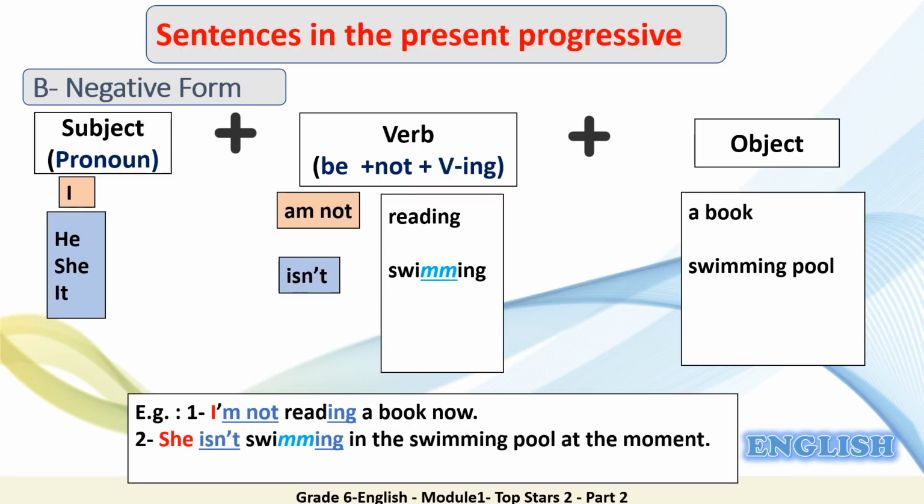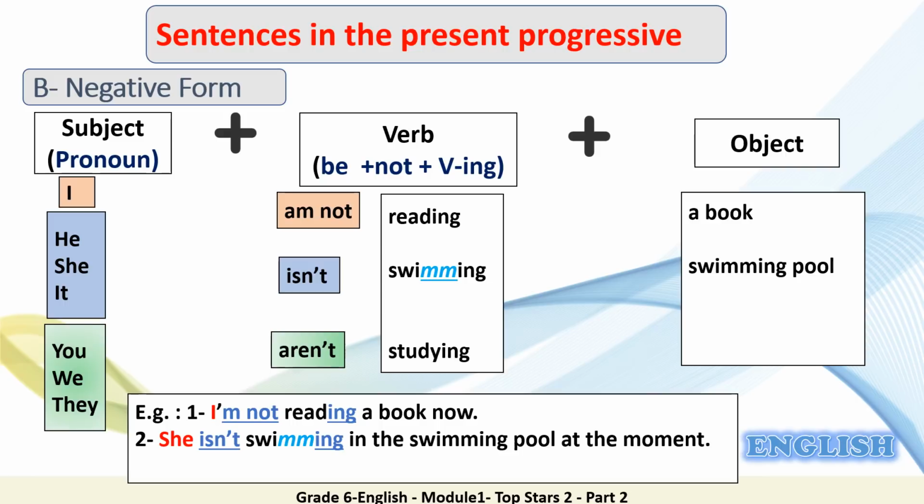Now, let's see the sentence. She isn't swimming in the swimming pool at the moment. All right. Now, finally, our last group of pronouns, you, we, and they. Now, what do we need now? You guys are amazing. Correct. Are not or aren't. And then the main verb, studying, and finally the object, exam. Let's check our final sentence. They aren't studying for the exam. Very good.